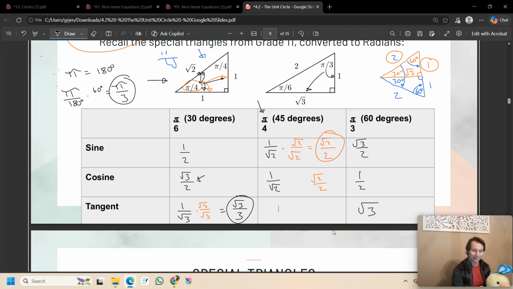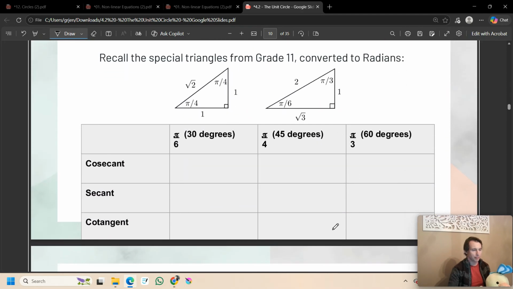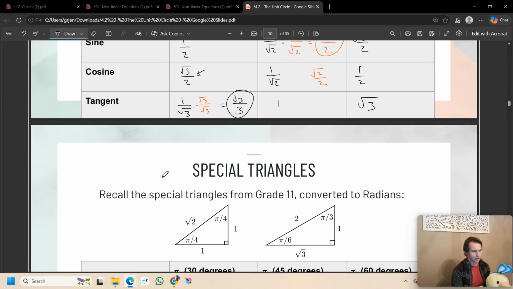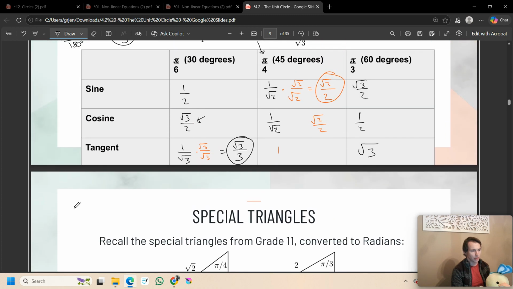Let's keep going. Okay. What about this though? One thing that would really help here, cosecant is just equal to 1 on sine. So if I was asked for the cosecant, I'd just take that one and flip it. So it's 2. The secant is 1 on cosine.